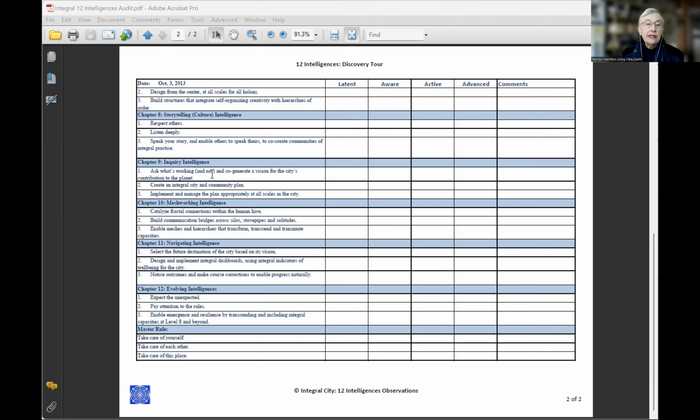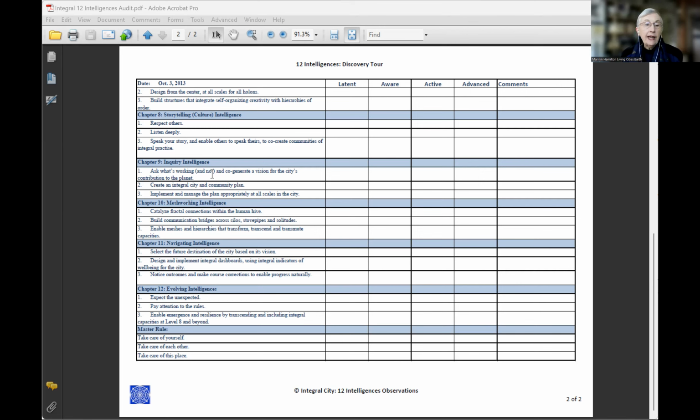The 11th intelligence is navigating. The elements that I look for in navigating relate to, firstly, selecting a future direction, a future destination of the city based on its vision. And I've learned through the studies of things like sociocracy and holacracy that the destination does not actually need to be arrived at in a straight line. In fact, in living systems, it's rarely ever going to be arrived at in straight lines. We kind of navigate in course corrections and go with the flow.